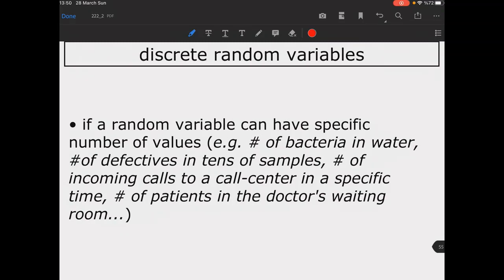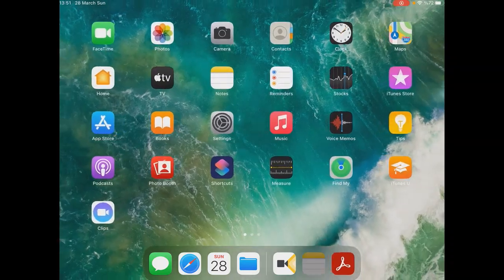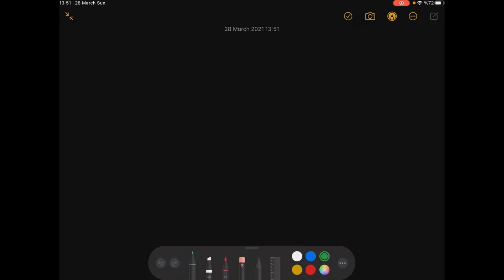If a random variable can have a specific number of values, for example, the number of bacteria in a particular container of water, or the number of defectives in tens of samples of a production, or the number of incoming calls to a call center in a specific time, or the number of patients in the doctor's waiting room. You can multiply those examples as long as you want, but this is the idea about discretes.